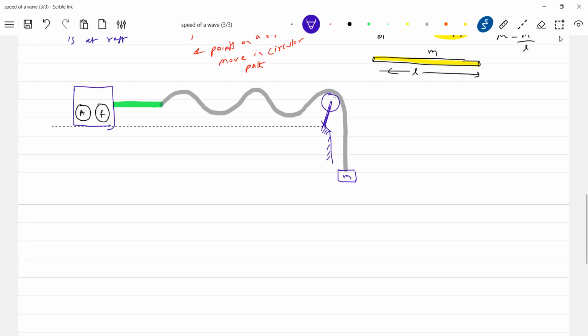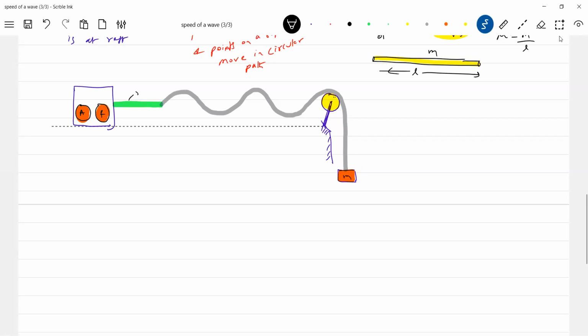Why are we suspending this particular block? Okay, anybody? What is the role of that particular block? What can it do? This block, I'm asking you to look at the red color block. What can it do? It will provide the tension.